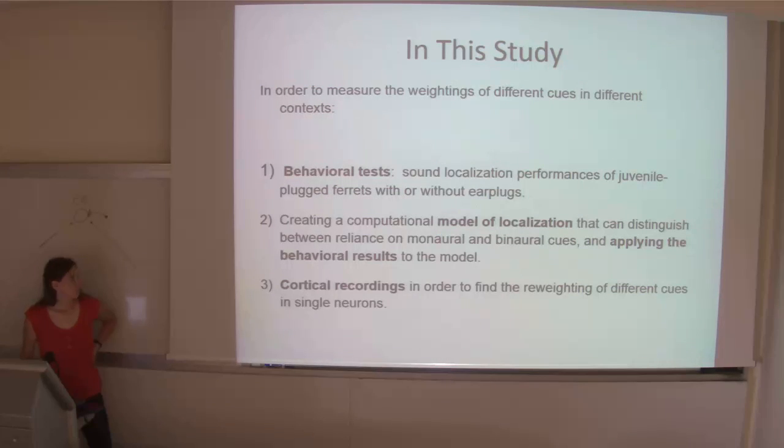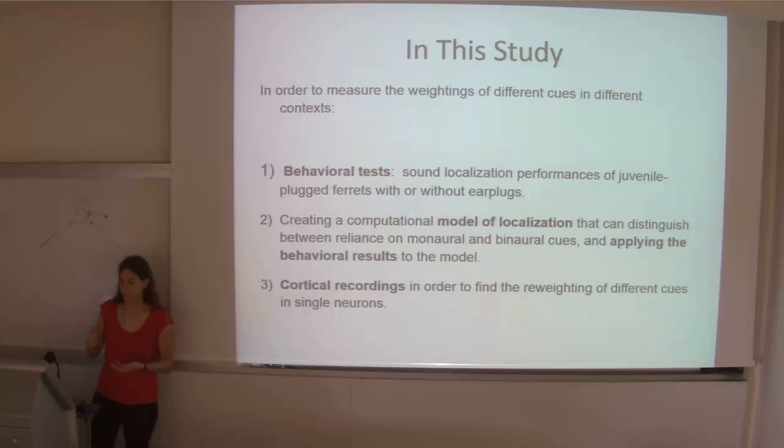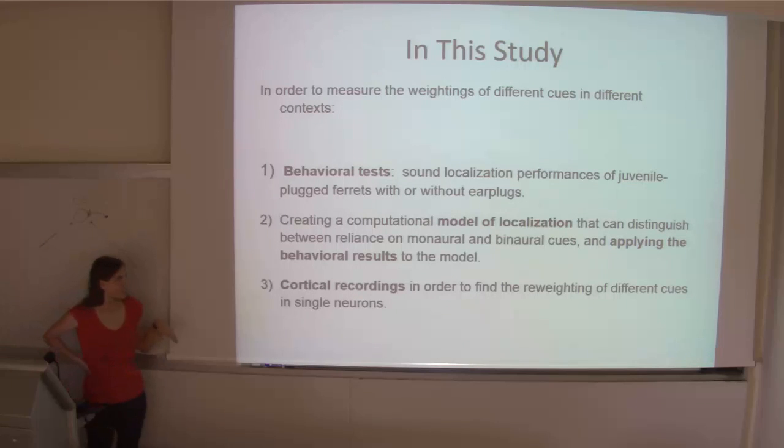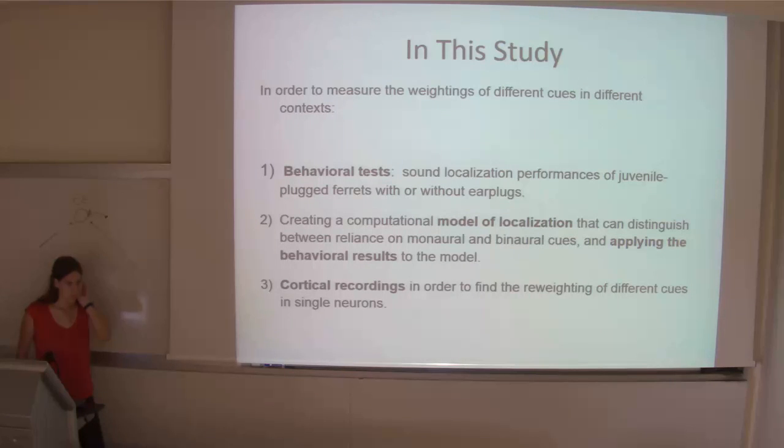So what they did, they wanted to measure the weightings of different cues in different contexts with different individuals. They did pretty much three things, and they got pretty much the same results at different levels. First, they performed behavioral tests of sound localization. Then they created a model of localization that can help distinguish between reliance on monaural and binaural cues, and they applied the behavioral results to the model to see what the ferrets did. And then they did cortical recording in order to find the reweighting of single neurons in the auditory cortex in different contexts.